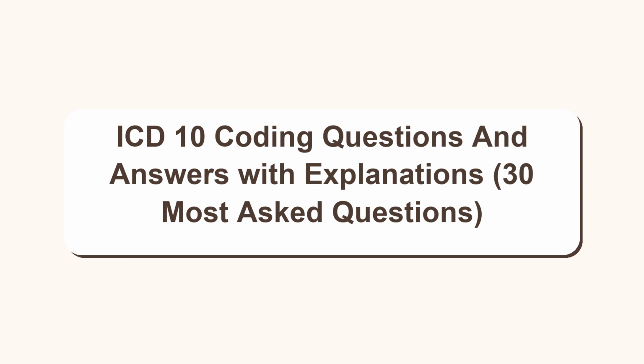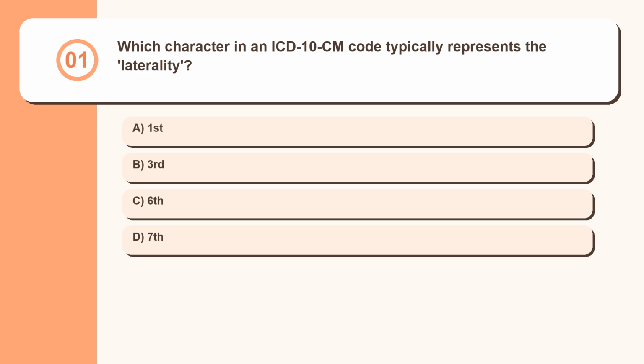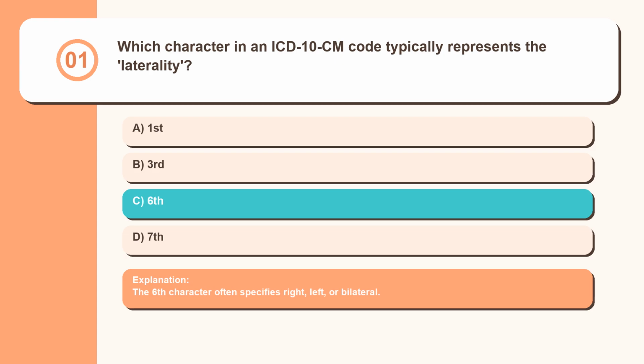ICD 10 coding questions and answers with explanations. 30 most asked questions. Question 1. Which character in an ICD 10 CM code typically represents the laterality? First, third, sixth, seventh. The sixth character often specifies right, left, or bilateral.